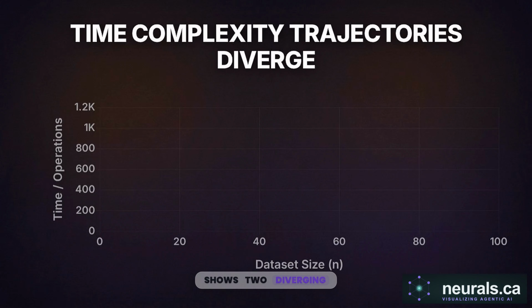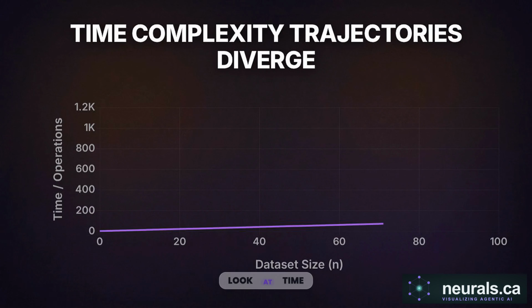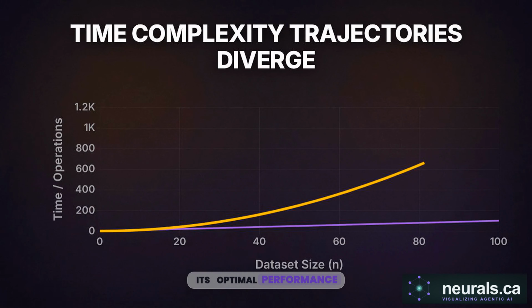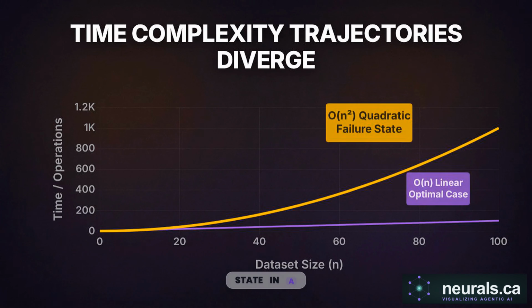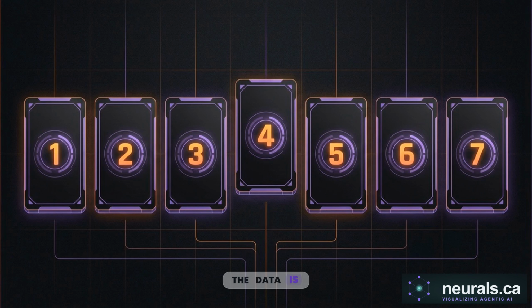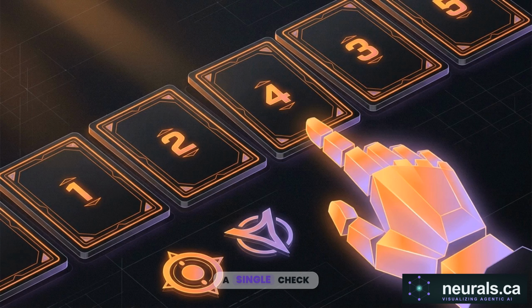This chart shows 2 diverging trajectories when we look at time complexity: a flat linear path for its optimal performance, and a steep quadratic curve for its total failure state. In a best-case scenario, where the data is already nearly sorted, it operates in linear O of n time. The algorithm only has to make a single check per element, requiring 0 shifts.